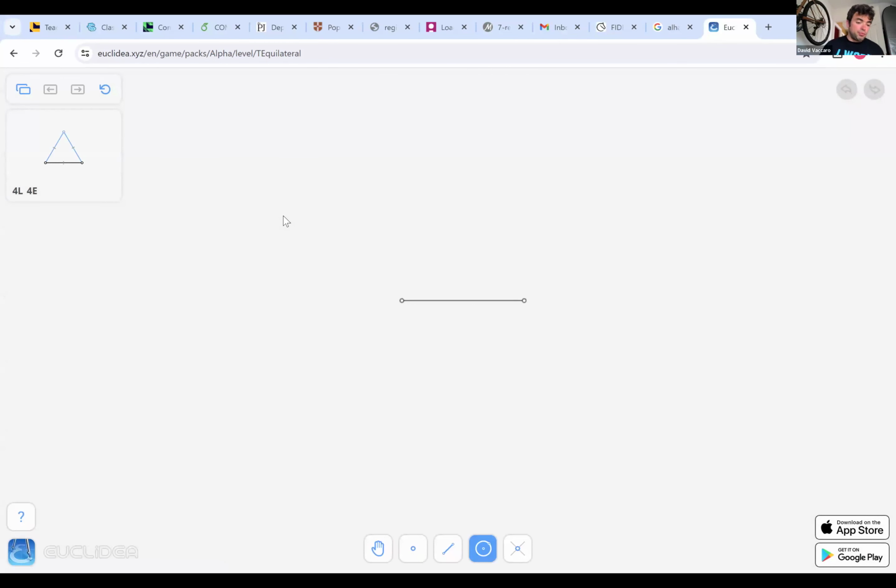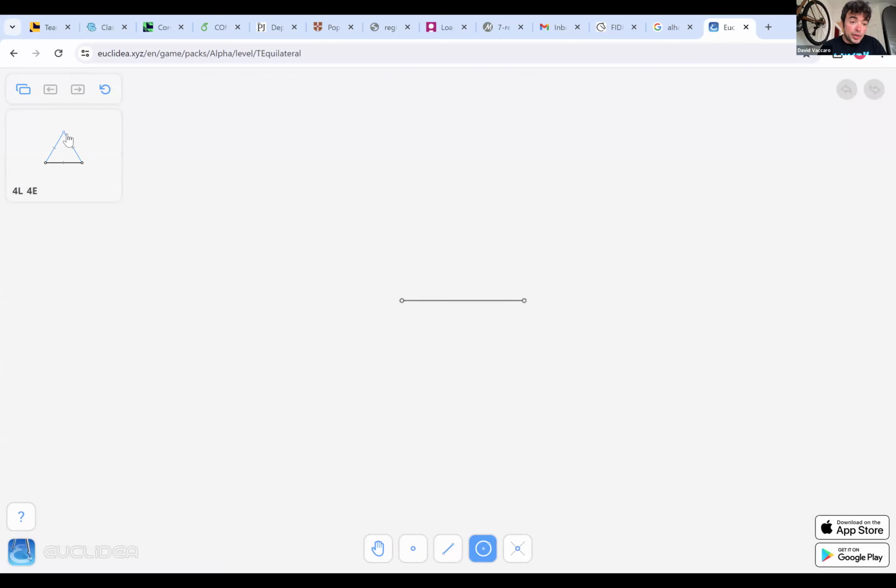Part of me recommends that you do ruler and compass constructions with a ruler and compass, but maybe you'll get more bang for your buck playing around on the computer. So here's an example of the Euclidia game. Any one of these questions could be a good example for the problem sheet.